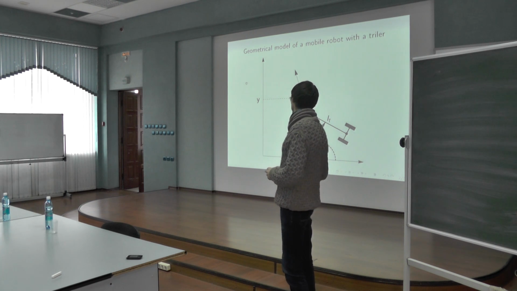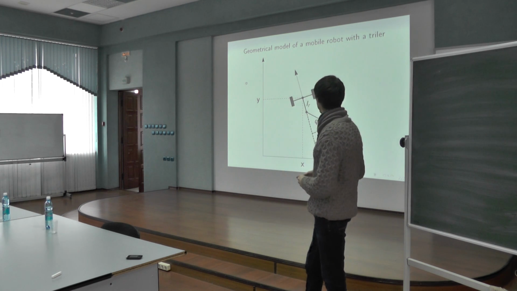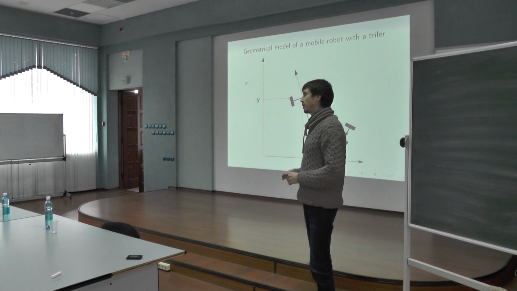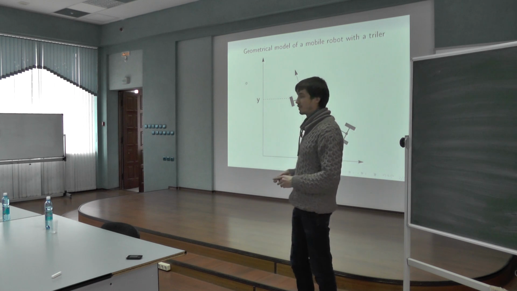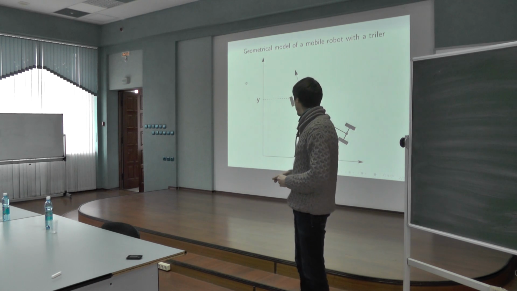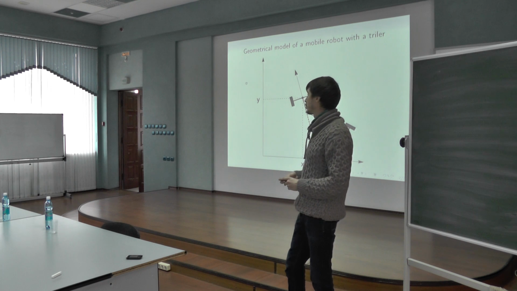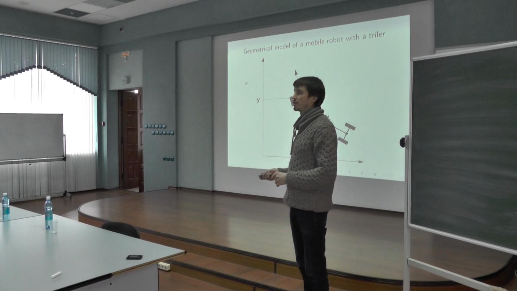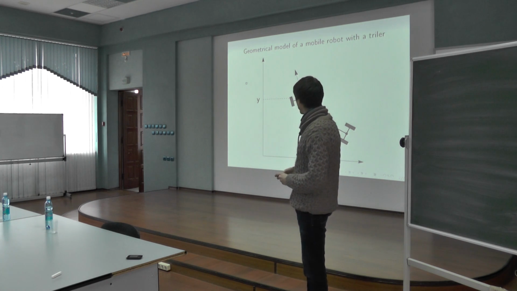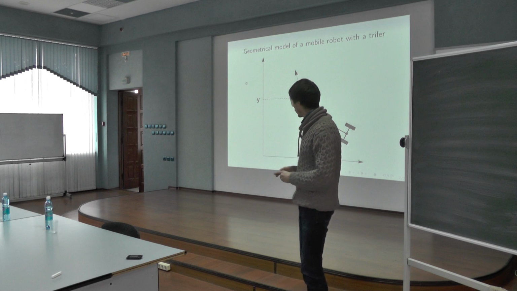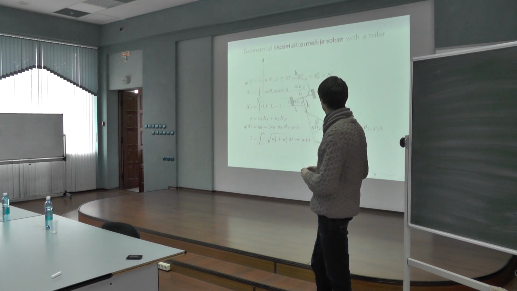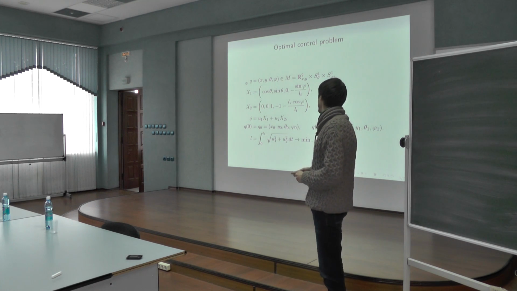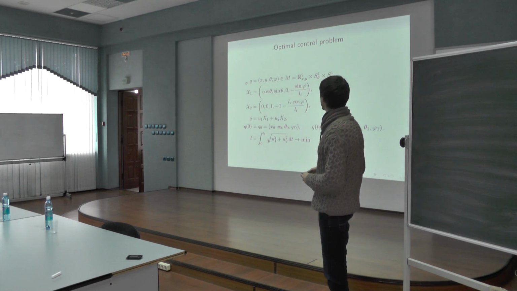And the problem is to move a mobile robot with a trailer from one configuration to another configuration. And since such a problem has a continuum of solutions, we introduce a cost functional to minimize and to choose the optimal control among the whole family. So we can formulate the following optimal control problem.